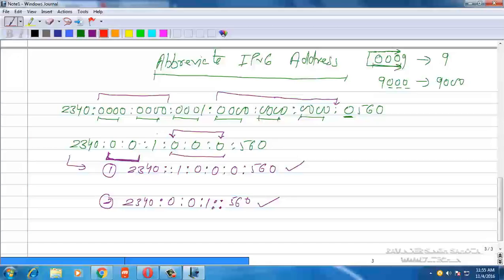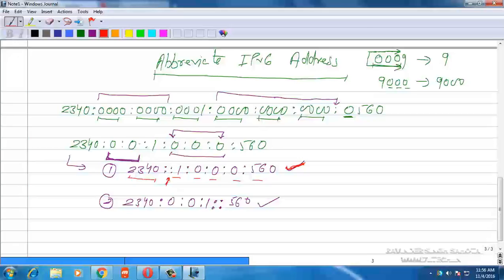If you see the first reduced IPv6 address, there are first quartet, second, third, fourth, fifth, sixth. We can see that six quartets are written and then there is a double colon, which means there are two quartets of all zeros. So this address can be expanded, right?